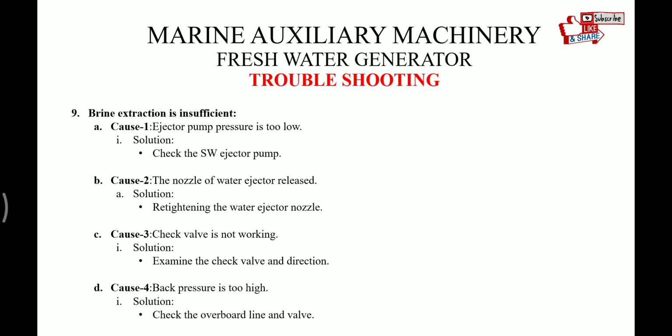Ninth problem what we see in freshwater generator is brine extraction is insufficient. The first cause is ejector pump pressure is too low. So in that case, check the ejector pump. Second cause is nozzle of the water ejector is released, that is it is not in correct place. In that case, retighten the water ejector nozzle. Third is the check valve is not working. In that case, examine the check valve and its direction. Fourth is back pressure is too high, and the solution for that is check the overboard line and the valve.